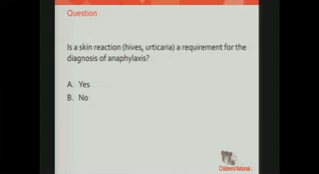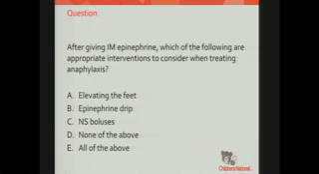So in terms of our diagnosis, do you need a skin reaction to be able to diagnose anaphylaxis? No. After giving IM epi, which of the following are important to consider? Actually, all of the above.